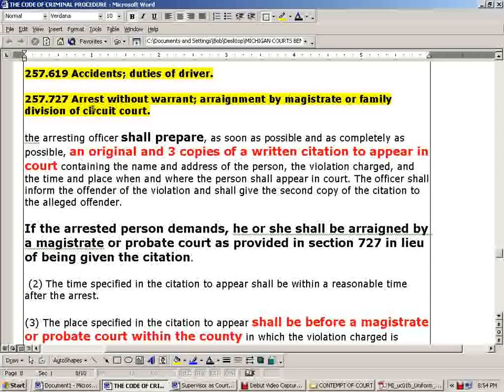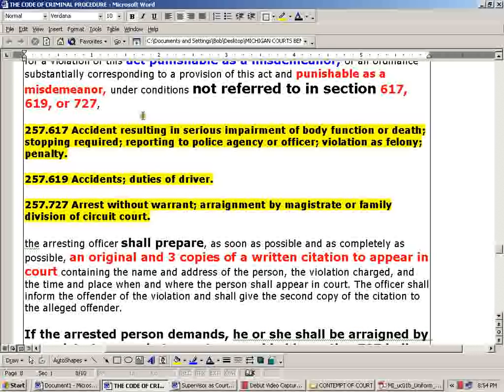Arrest without warrant, arraignment by magistrate or family division of circuit court.